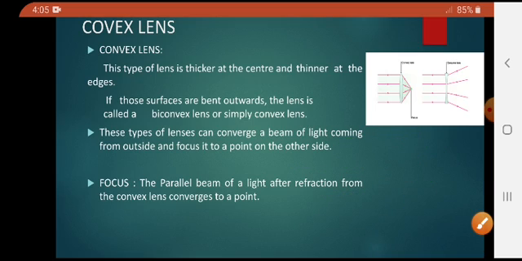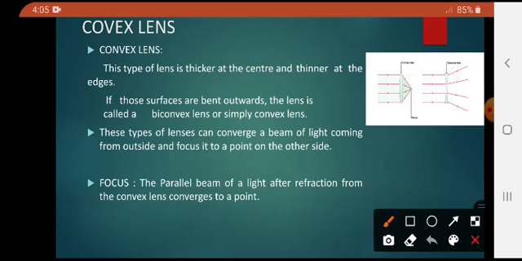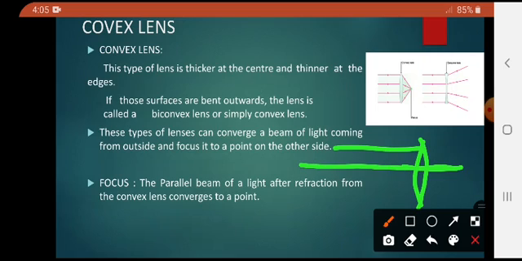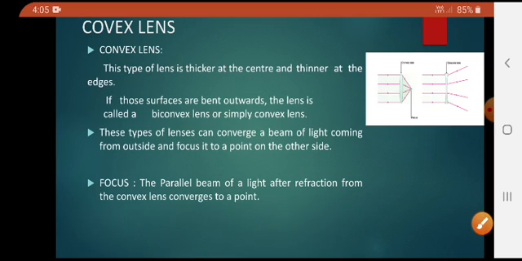And if the surfaces are bent outward, the lens is called a biconvex lens or simply a convex lens. Here all the rays are focusing at a single point. This point is called a focus.